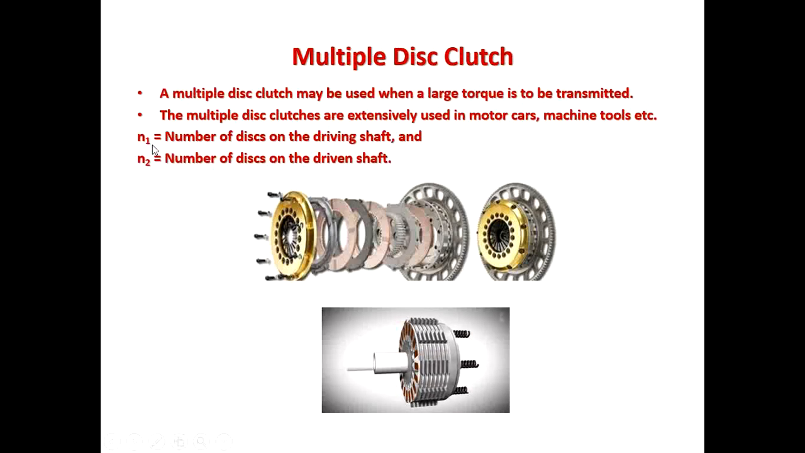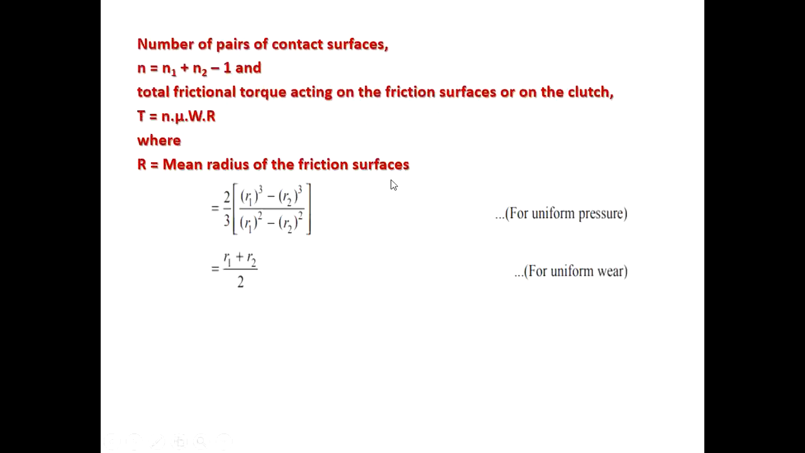So here we have two things, N1 and N2. N1 is the number of discs on the driving shaft, and N2 is the number of discs on the driven shaft. So this is the equation we have to use: small n equals N1 plus N2 minus 1. This gives the number of pairs of contact surfaces in a multi-plate clutch.